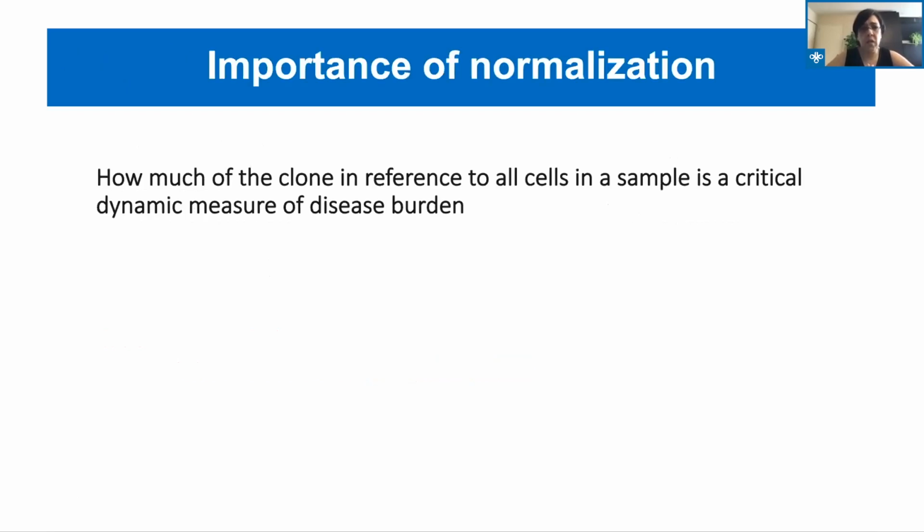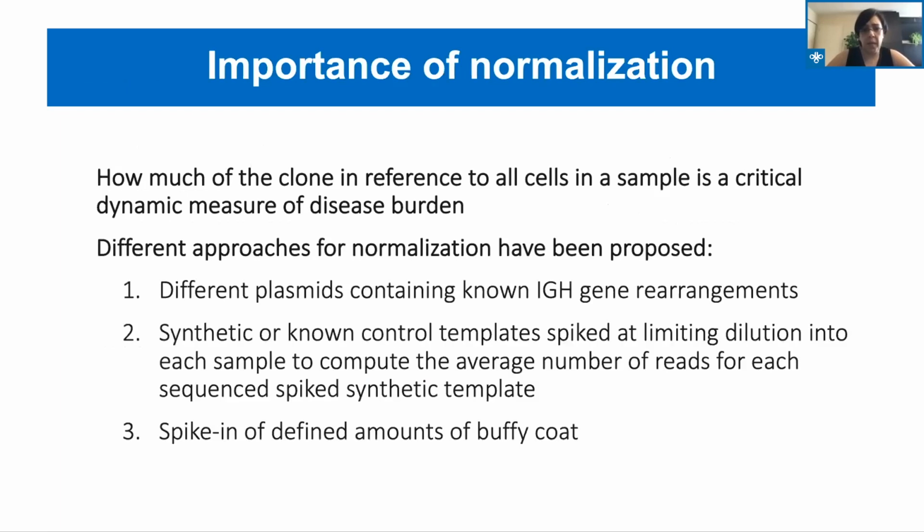So this brings us to the importance of normalization and how much of the clone you actually have. This is important because how much of the clone in reference to the total cells that you have in the background is critical as a dynamic measure of disease burden. And this has been addressed in several ways by different groups.